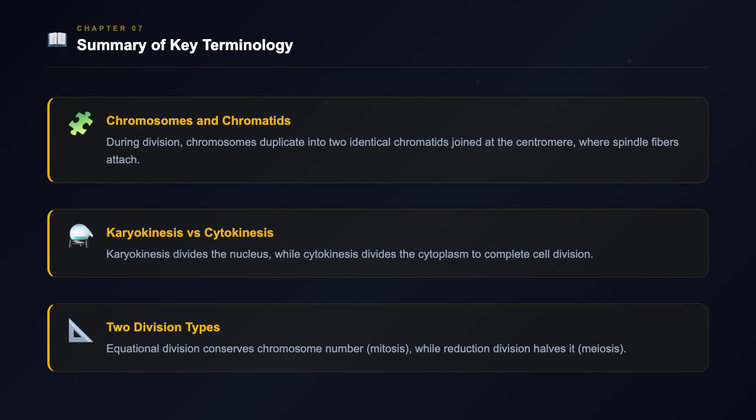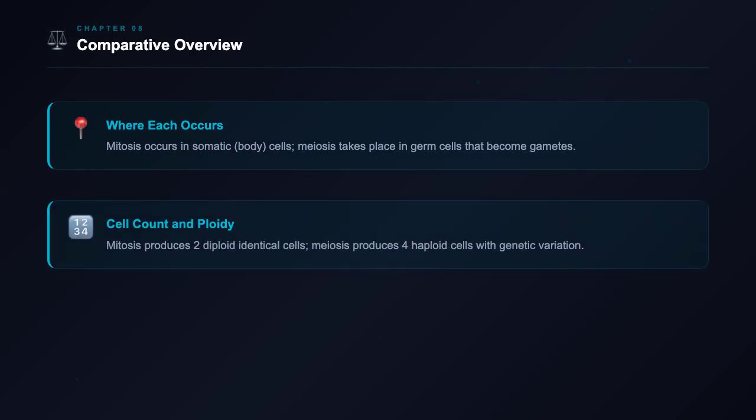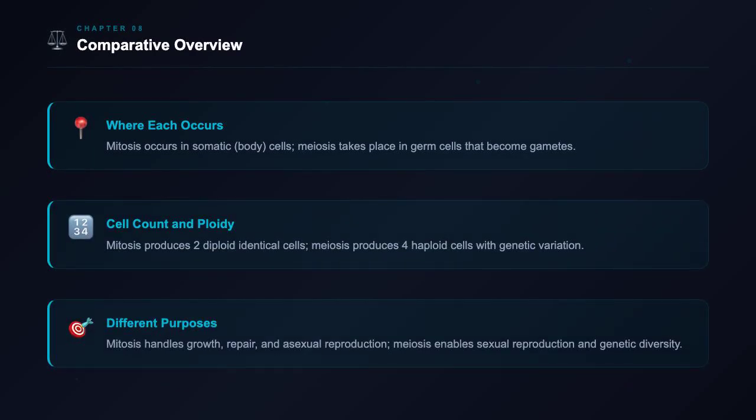In meiosis, homologous chromosomes pair up, forming a bivalent or tetrad. This process is called synapsis. Cell divisions are classified into two types: equational division, which conserves chromosome number, and reduction division, which halves it. Mitosis and meiosis are two different types of cell division. Mitosis occurs in somatic cells, which are regular body cells. Meiosis takes place in germ cells, which become gametes.